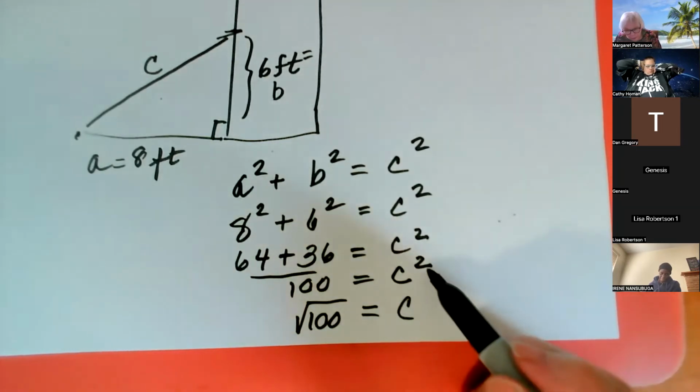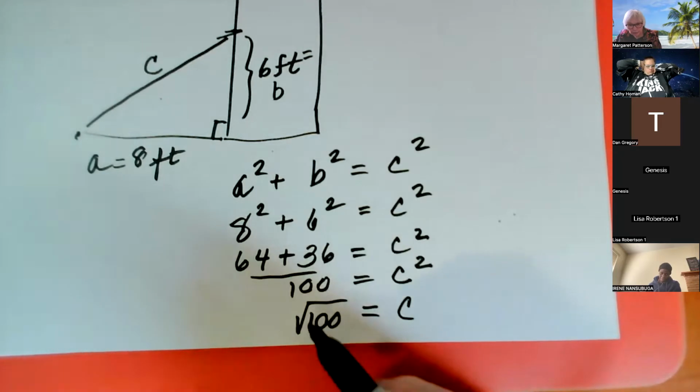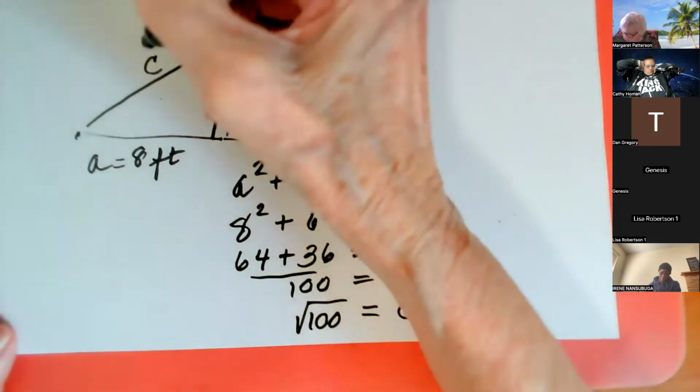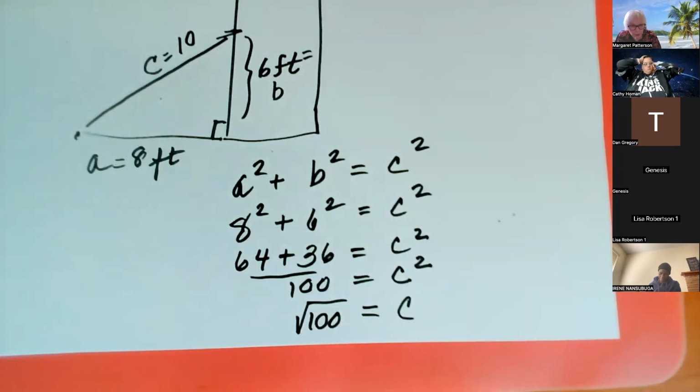So to get from C squared to C, we have to take the square root. And this is another good example where the numbers come out a perfect square. Square root of 100 is 10. And so that's your answer right there. So the ladder has to be 10 feet, or it's not going to fit. Okay. What do you think about that?